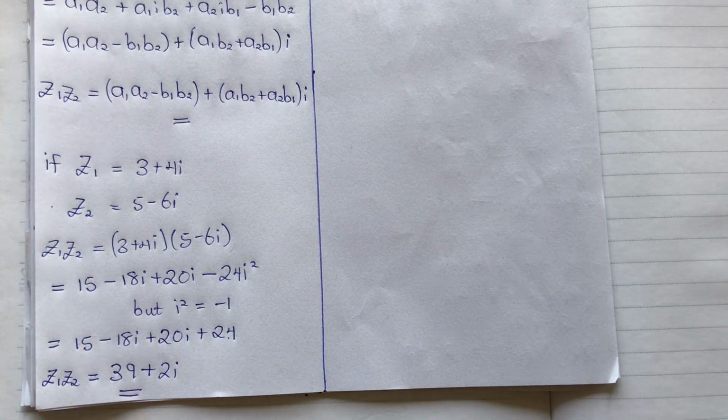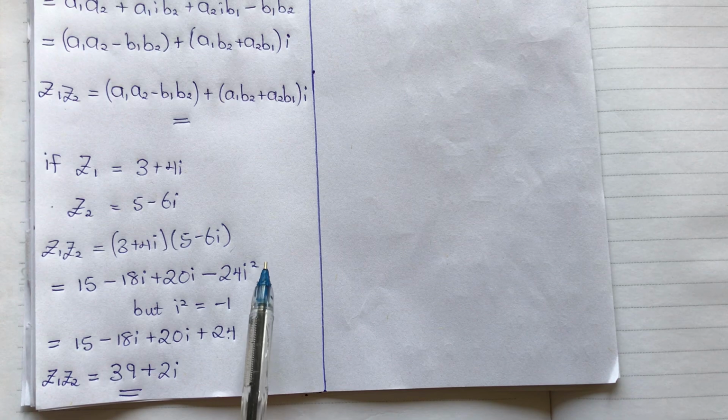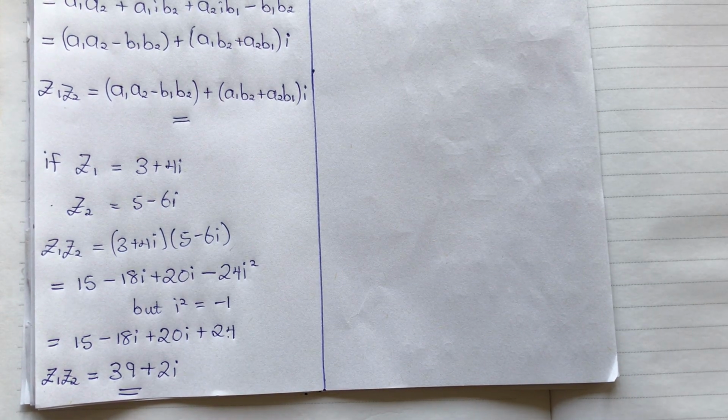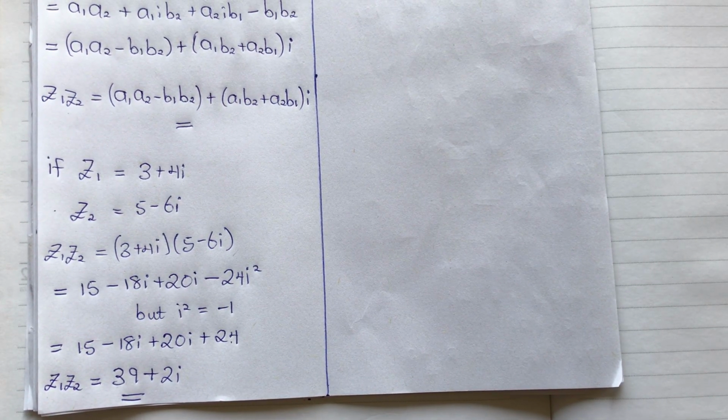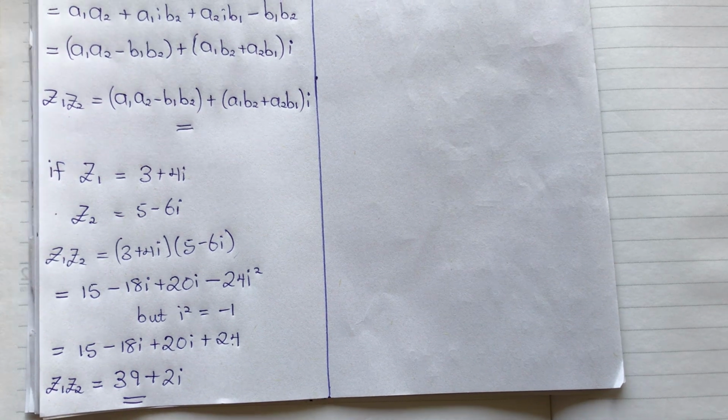So all you need to do is to remember that the square of i is -1, so that wherever you see it, you can substitute it there, and you will be able to complete the calculation. This is very simple. So now let's talk about division of complex numbers.